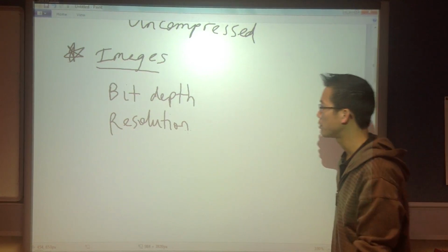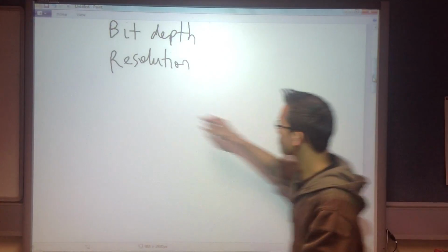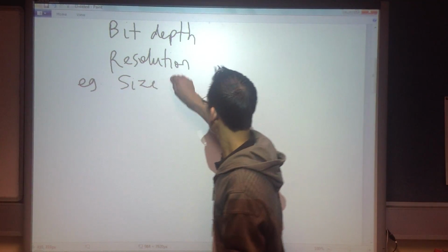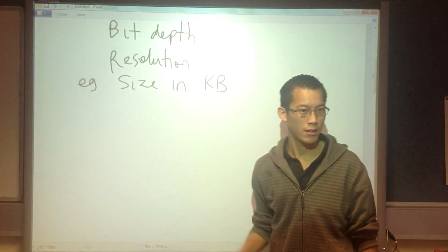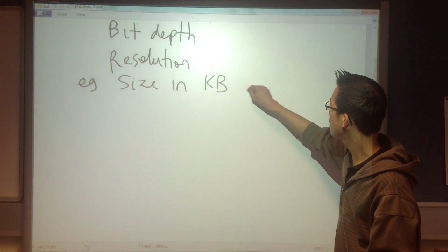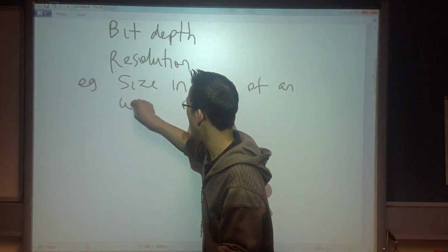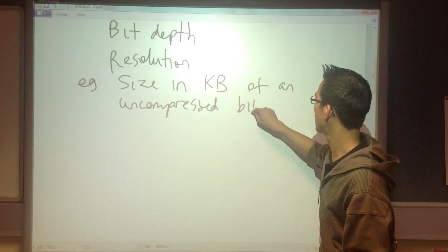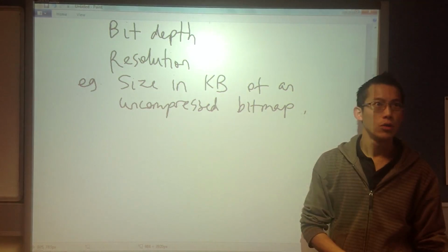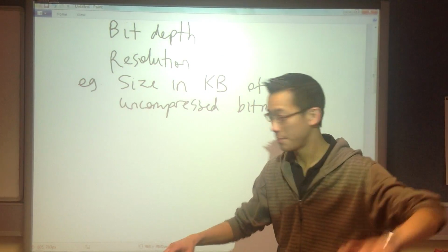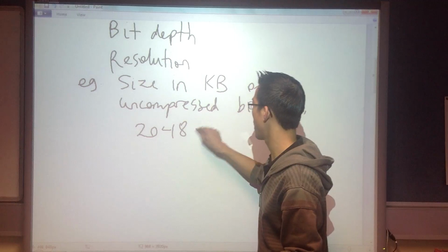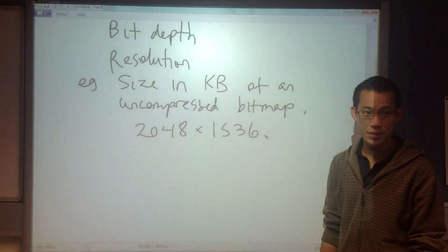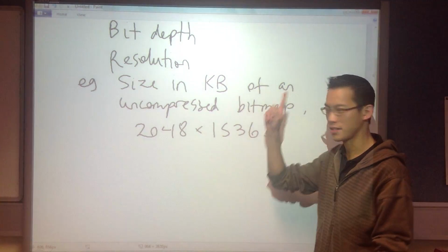Okay. So just a really simple example. Suppose we want to calculate the size in kilobytes. Note the units. That'll be important in a second. Of an uncompressed bitmap that is, let's imagine, the resolution of an iPad screen, which is 2048 by 1536. So, how do we do it? Well, let's see. Hold on. I'm missing something, which is bit depth.